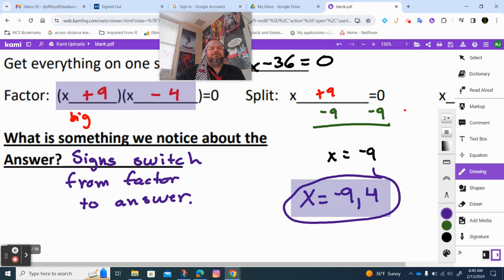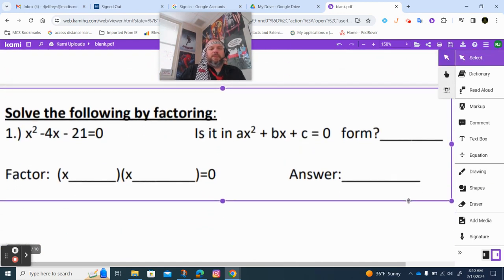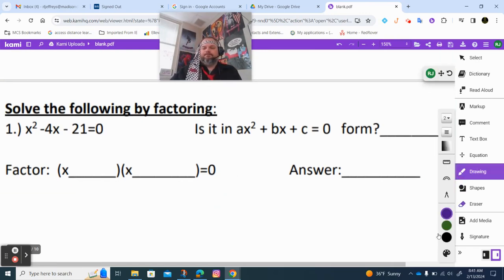Now, I'm going to do one with you, and I'm going to let you all do the other 5 on the back, and then we're going to go over them, okay? All right. So on the back, let's look at number 1. Is this in this form right here? Everything on one side, 0 on another? Yes. Okay. I saw a few going.